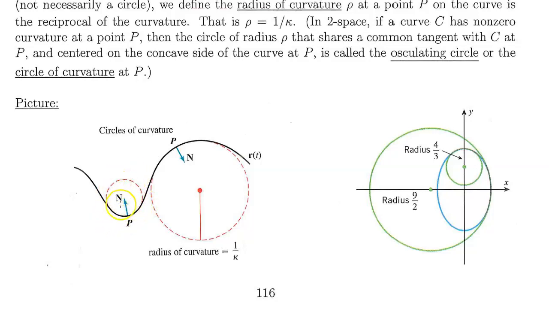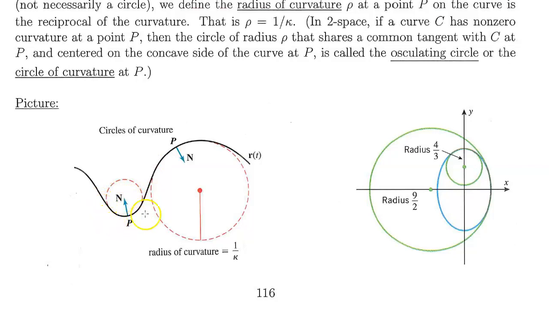Now this is a smaller circle, so the radius of curvature is smaller than the radius of curvature here. The radius of curvature would be the radius of these circles. But the curvature is the reciprocal of the radius of curvature. So at a point where you have a big circle of curvature, you have a smaller amount of curvature. The curvature is smaller.